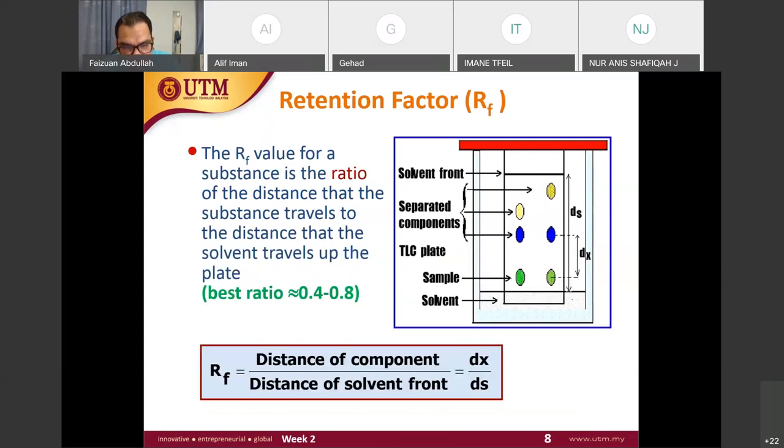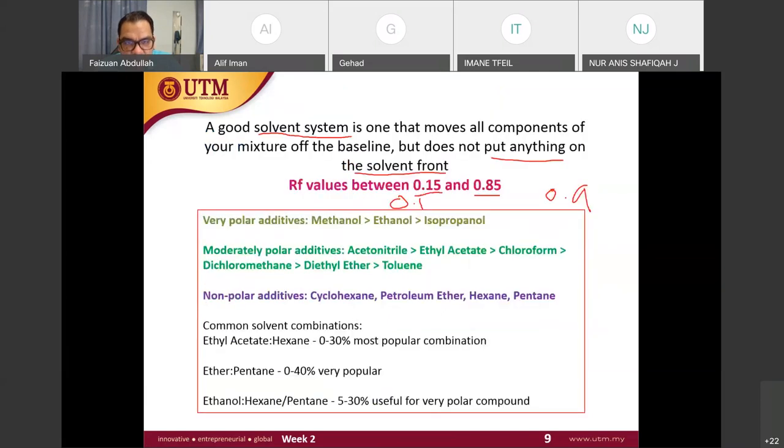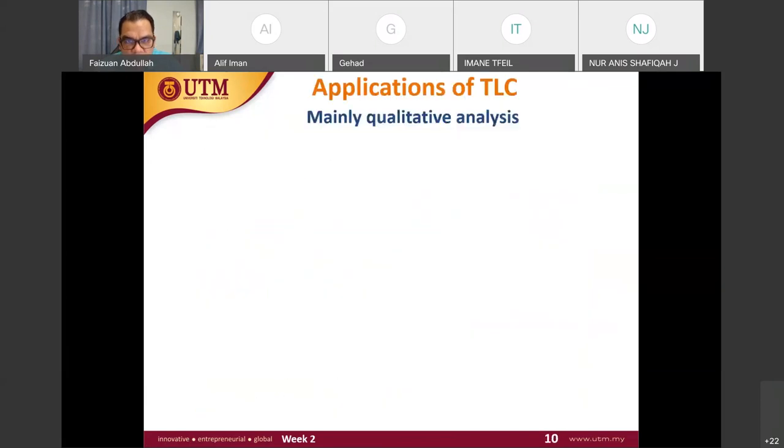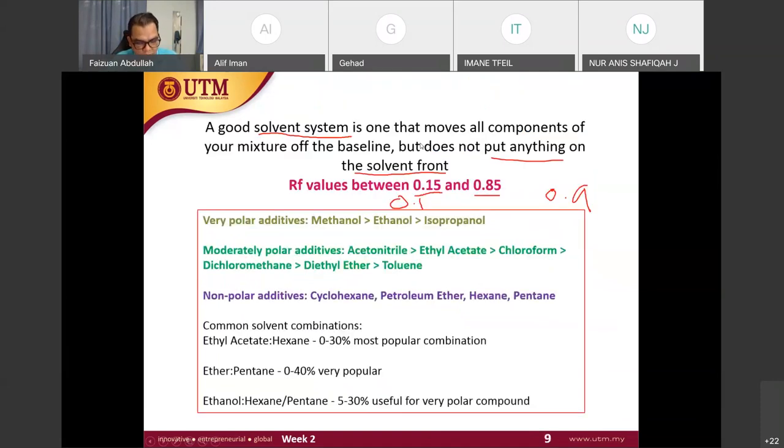But this one is really far, right? 0.4 and 0.15 is really far. Right, I will clarify this one with the experts on the chromatography. Okay, and then I will announce in the group after this.